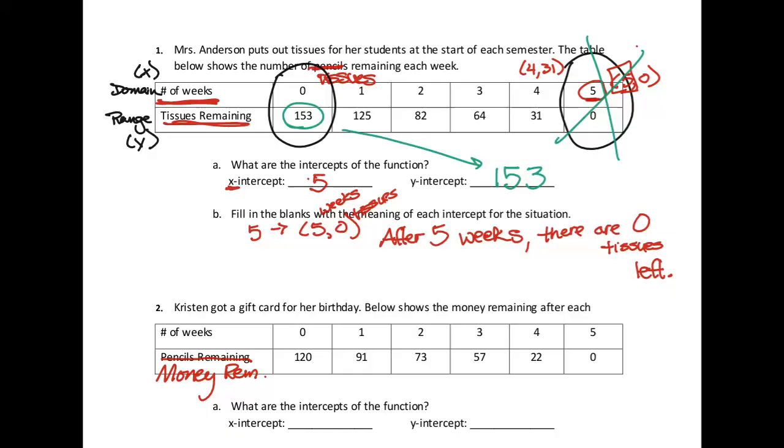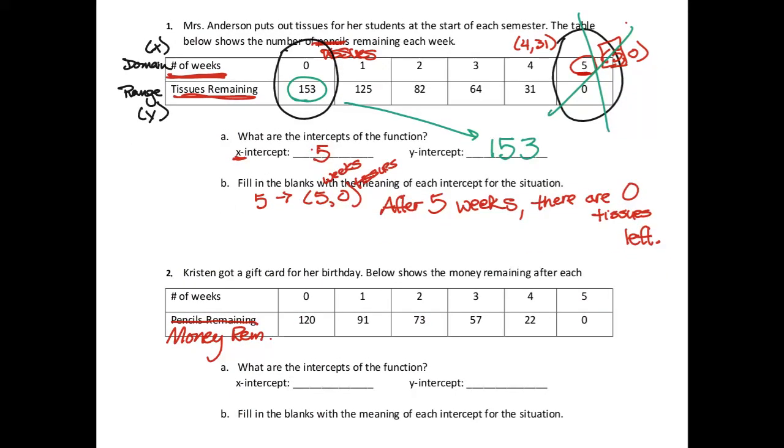Okay? And think about it. Does that make sense? Yeah, you start with a few tissues. By the end of 5 weeks, you could be out. Now, let's do the same for the y-intercept. We know it's 153. We also know we could write that as 0, comma, 153. So my 0 is the x-coordinate. That means it's still talking about weeks. And the y-coordinate is talking about the number of tissues.